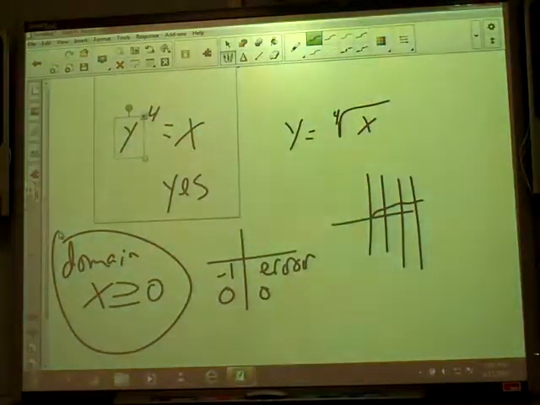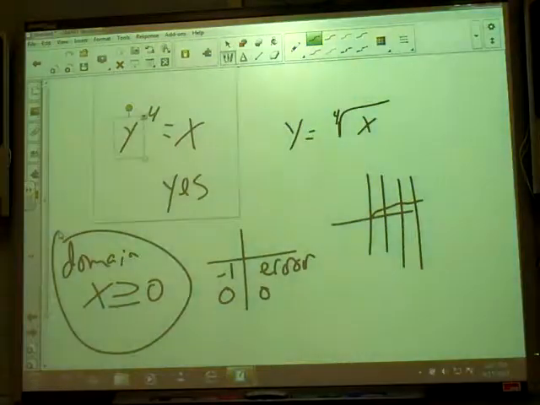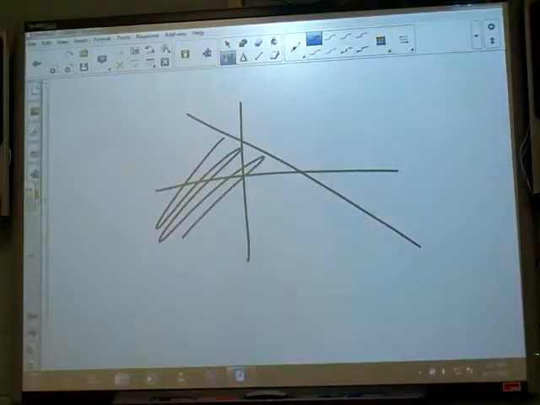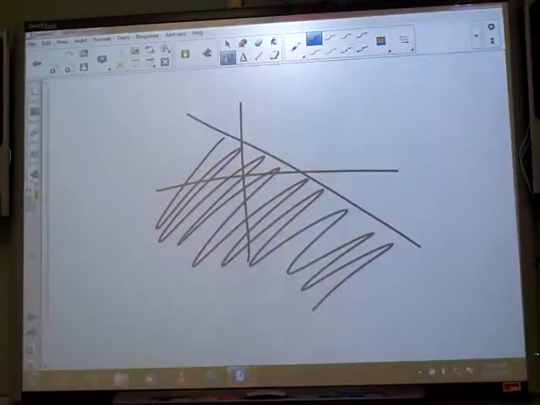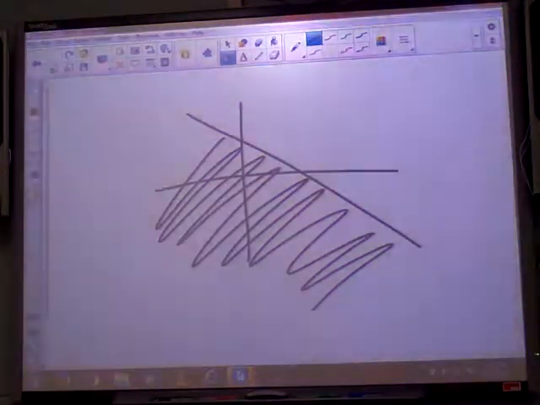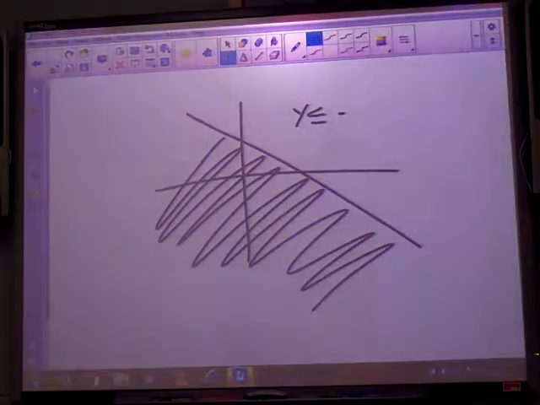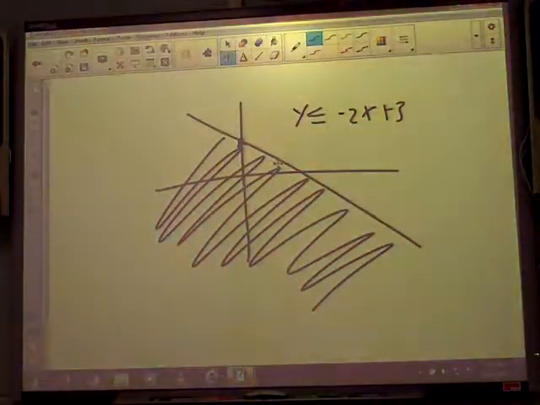Alright, what about the stuff we graphed yesterday? Let's remember yesterday we graphed something that might have looked like this, right? That would have come from, let me see if I can make up an equation that would work for that real fast. y is less than or equal to -2x plus 3. That would have a y-intercept of 3, have a slope of -2, right?